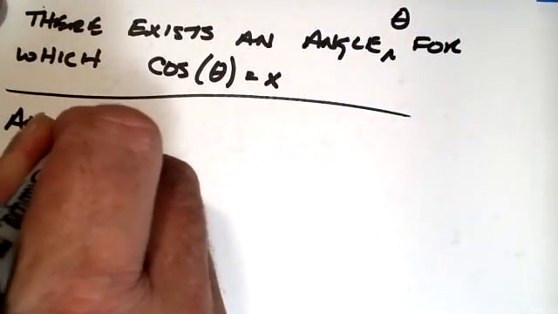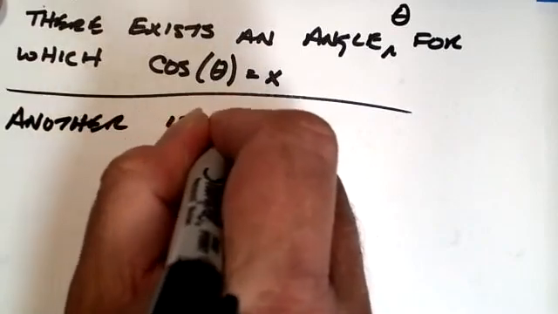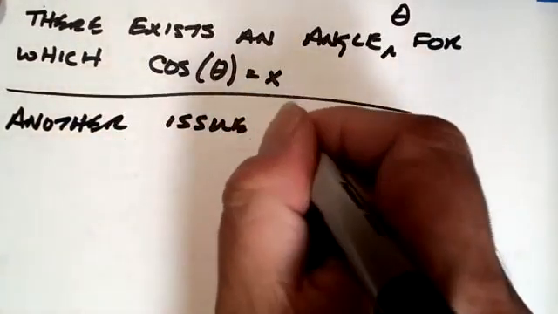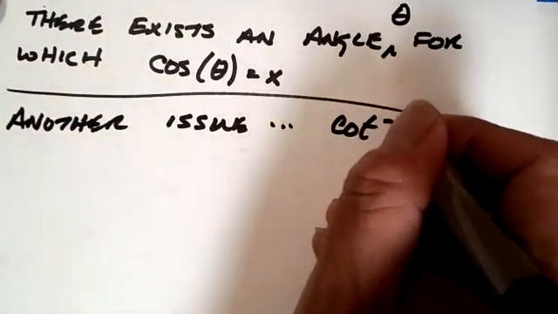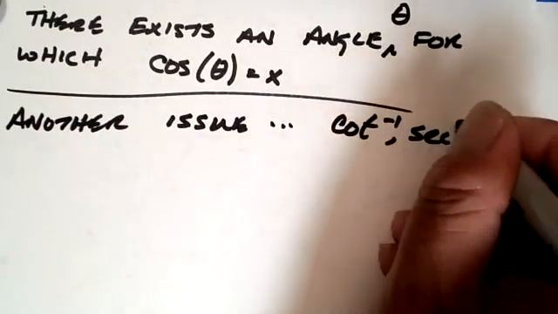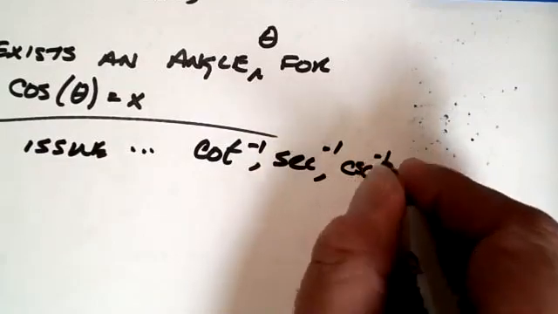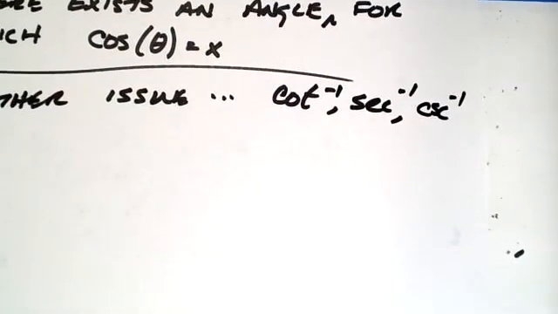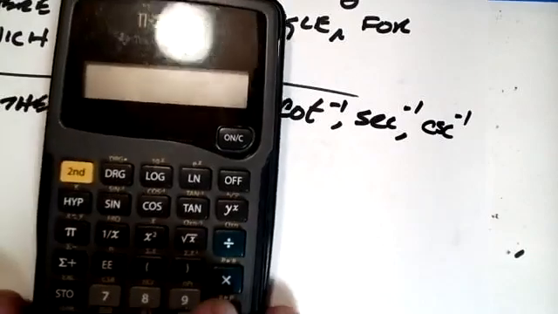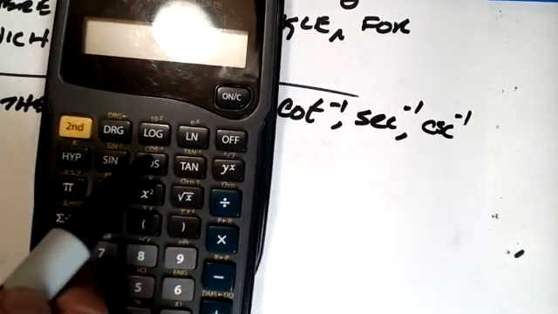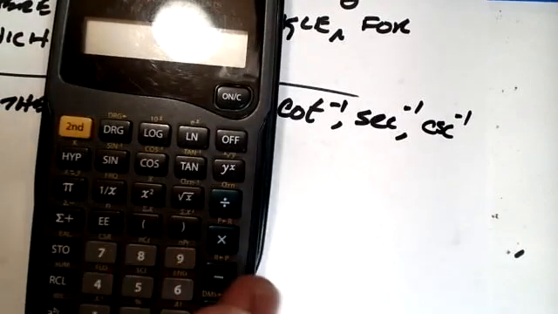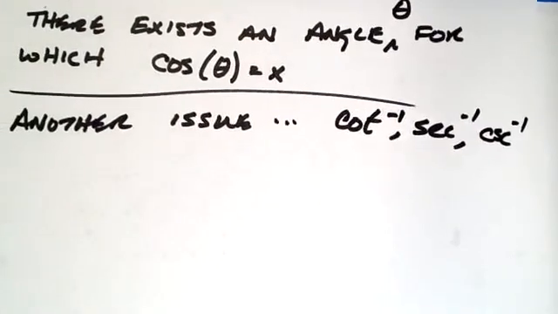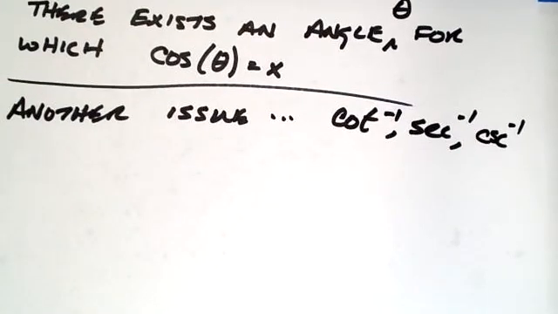Another issue is, what about inverse cotangent, inverse secant, and inverse cosecant? How's that supposed to work? Because just like there's no secant, cosecant, or cotangent button on your calculator, there's no inverses for those either.